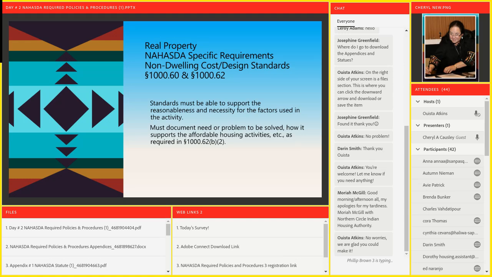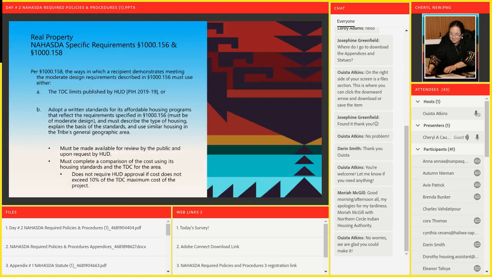So we have to follow non-dwelling cost and design standards. We have specific requirements. Standards must be able to support the reasonableness and necessity for factors used in the activity. You have to document the need or problem to be solved, how it supports an affordable housing activity as required at 1062B-2.